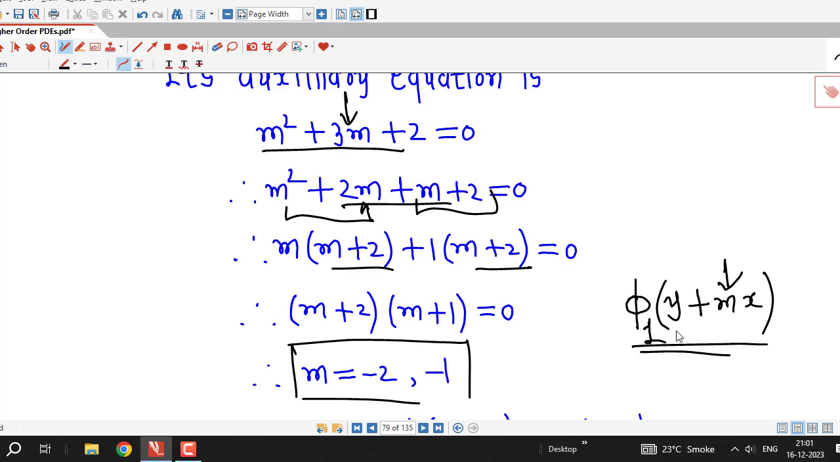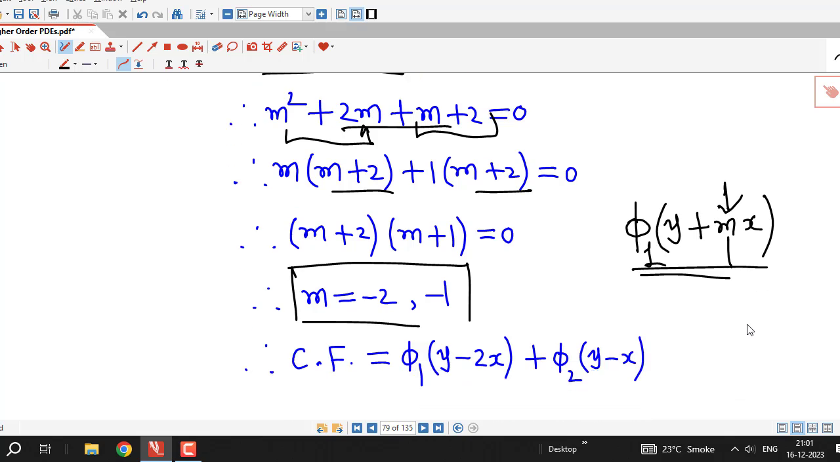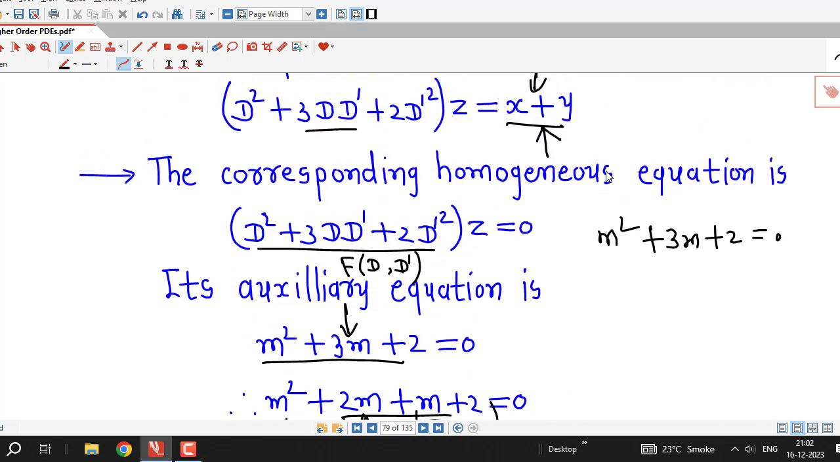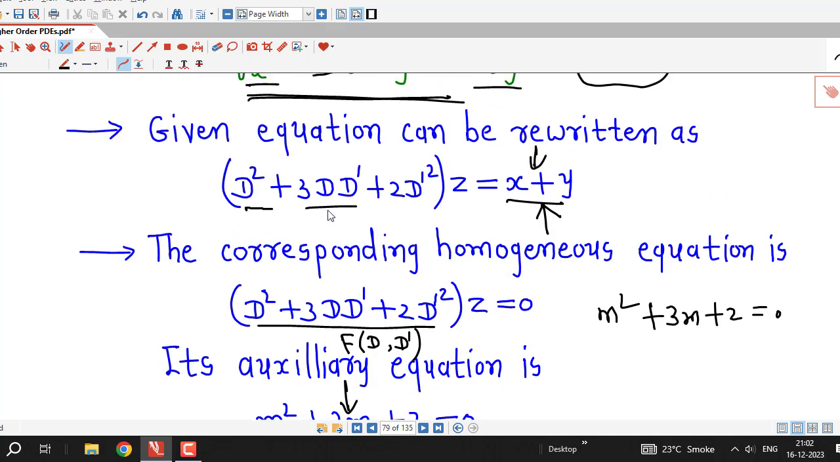So for phi 1 we put m equal to minus 2. For another function, say phi 2, we take m equal to minus 1. That is, the complementary function is an arbitrary function, say phi 1 of y minus 2x, plus another arbitrary function, say phi 2 of y minus x.